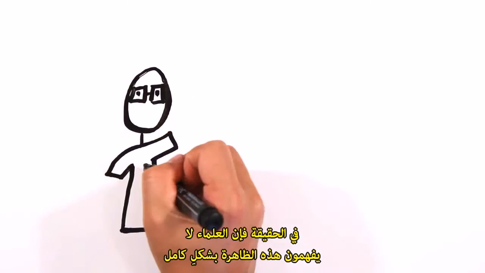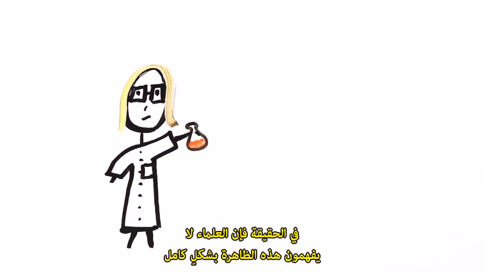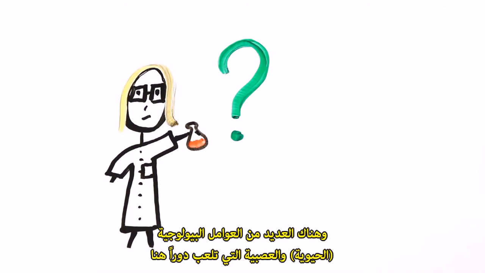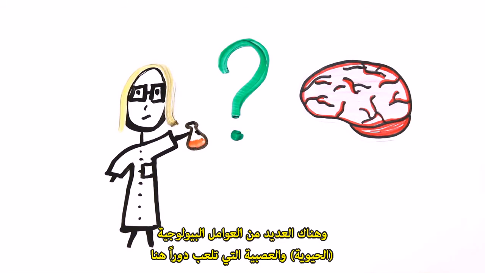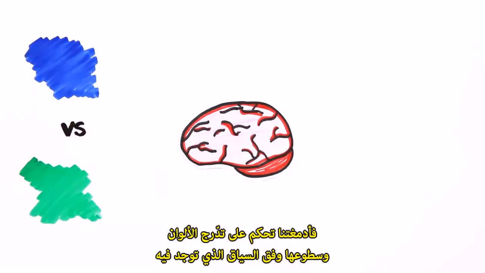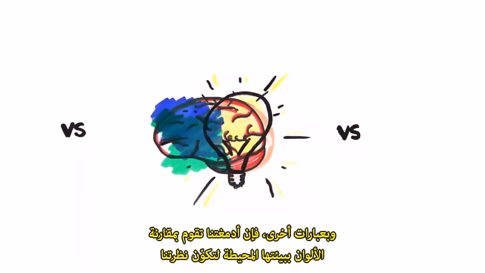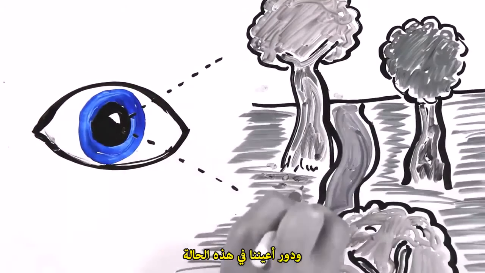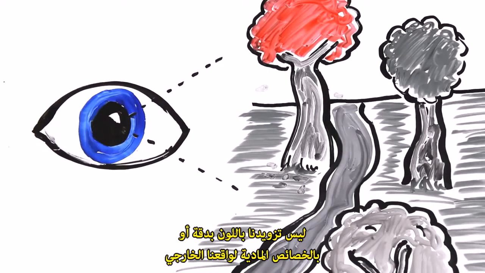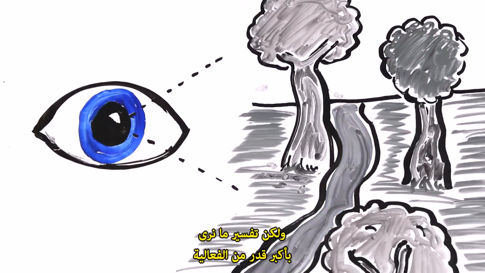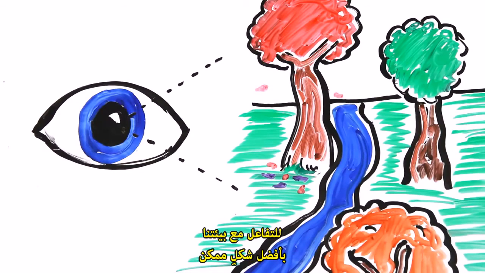The truth is that scientists don't fully understand this phenomenon, and there are many complex biological and neurological factors taking place. Ultimately, our brains judge color and brightness in context. In other words, our brains compare the surrounding environment in order to create our perception. The purpose of our senses, or eyes in this case, is not to provide us with an absolute color or physical property of our external reality, but to interpret what we see as efficiently as possible in order to interact with our environment most appropriately.